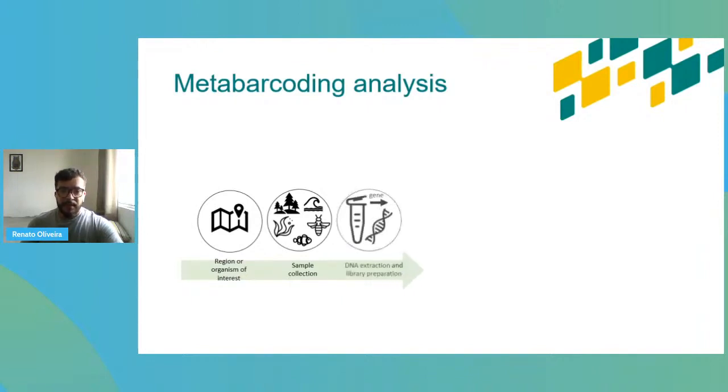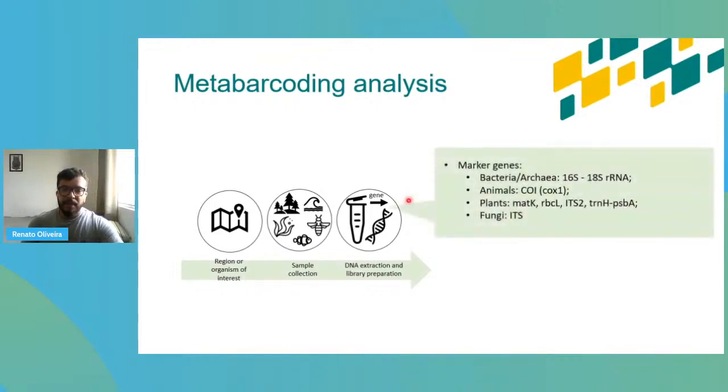And once we have those samples, we can perform some DNA extraction and library preparation. And in this step, usually we need to define a gene to be amplified. And we have some marker genes that are very well established to identify a group of organisms.